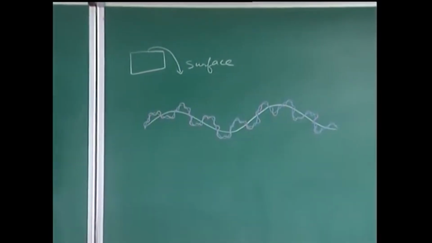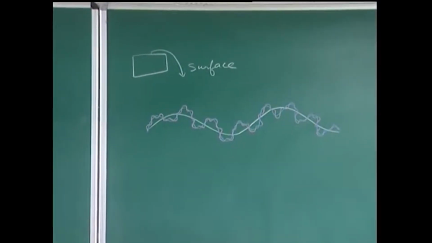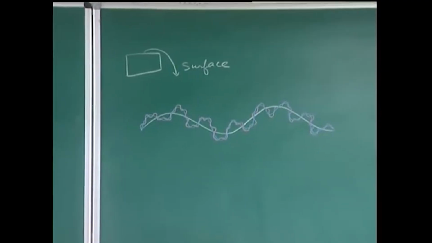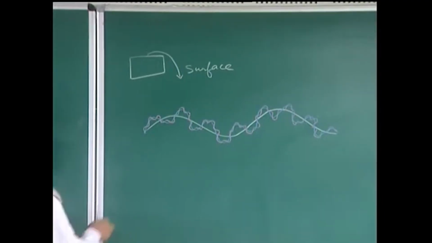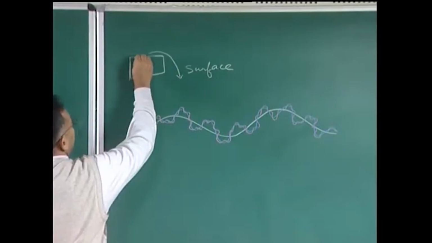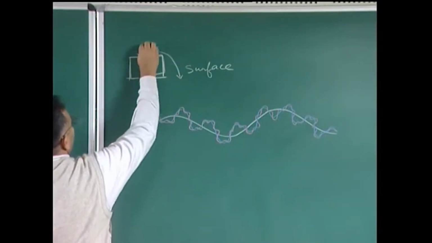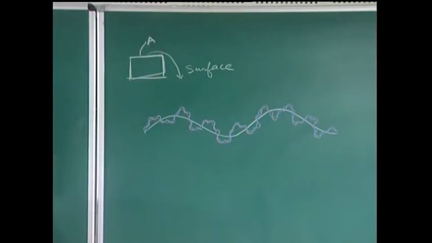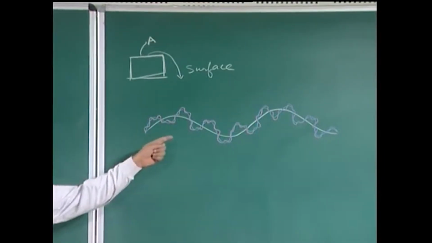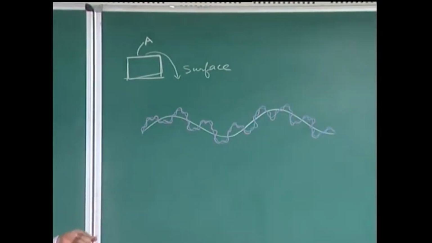And of course I can go to finer and finer kinds of roughness, with the surface getting rougher and rougher. The important point to note is that, suppose I take my block like this, the apparent surface area would be the surface area A, but as I make my surface rougher and rougher, the actual surface area tends to increase.